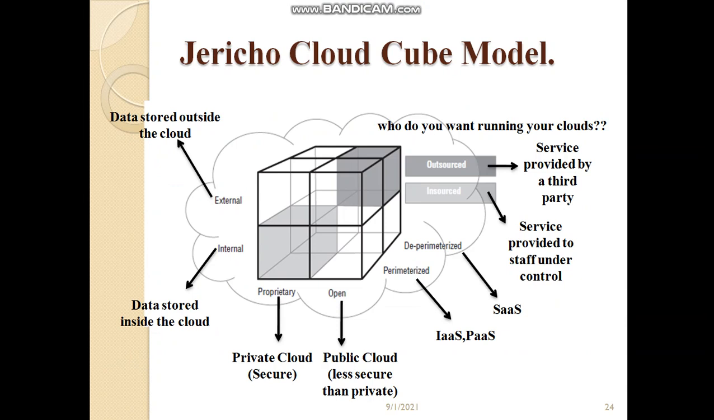Another term is parameterized, and then another one is deparameterized. Here the customer sets their own parameters and uses the cloud on their own parameters. So infrastructure as a service and platform as a service come under parameterized. The next is deparameterized. Here the user is not setting any parameter, they are just using ready-made software, so that's called software as a service. The next is insource and outsource. That means who you want to run your cloud, either a third party or you, under your control. So that is what insource and outsource mean.